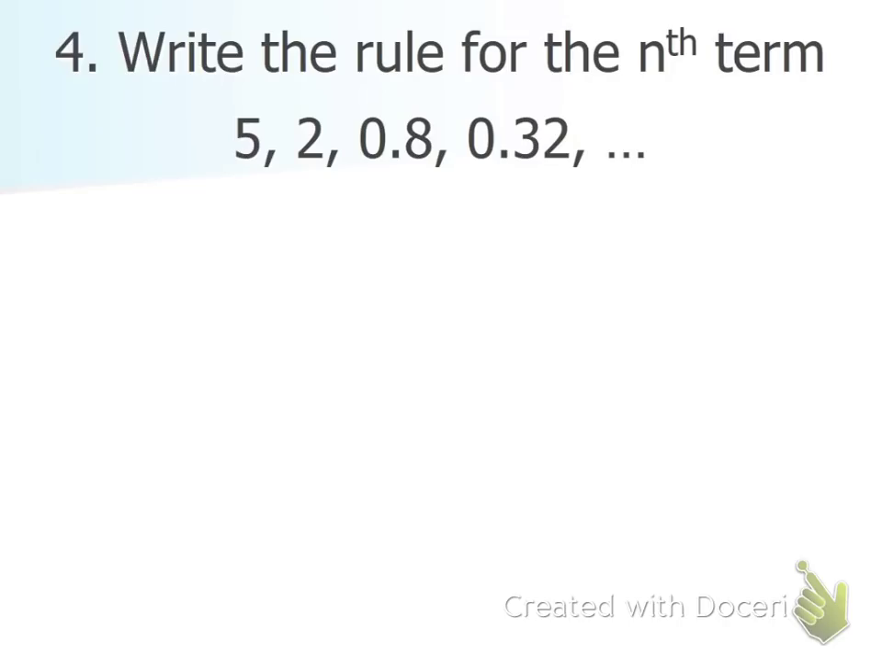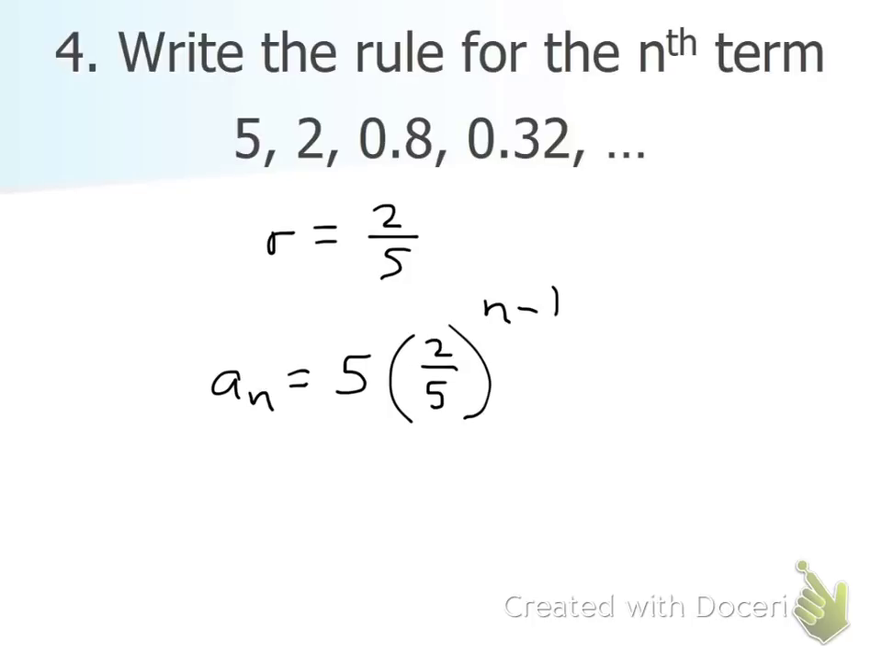So you write the rule for the nth term of this. I'm telling you it's a geometric sequence. If we do this correctly, we first of all recognize that the ratio was 2/5. So the nth term is the first term times the ratio raised to the n minus 1. We good?